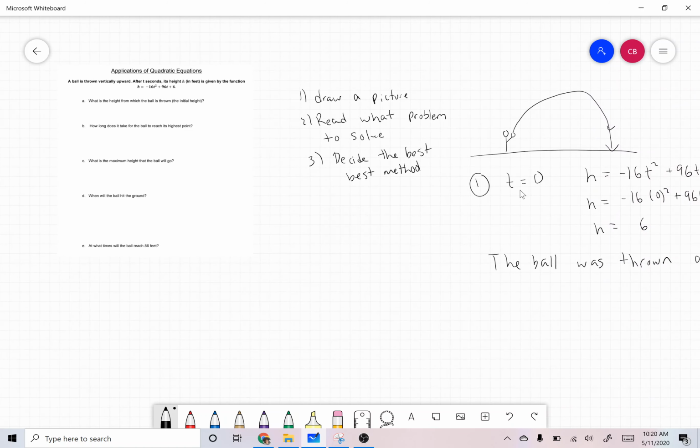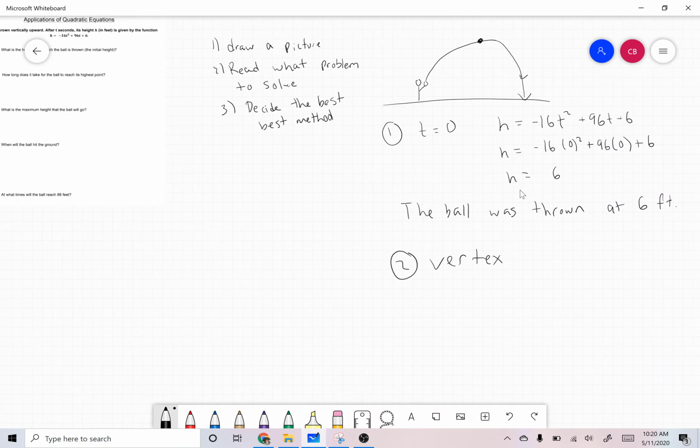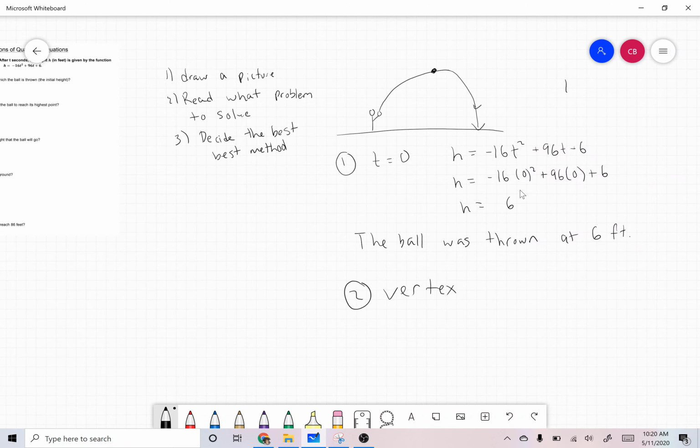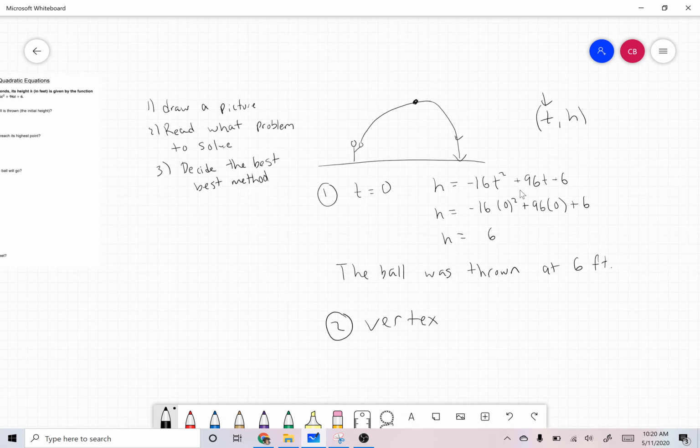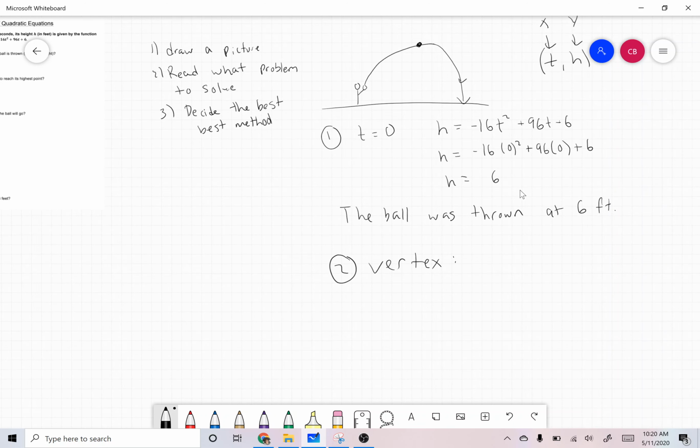So next, it says, how long does it take the ball to reach its highest point, which would be somewhere up here in the middle? Well, that highest point, we have a special name for it. It's called the vertex. And it says how long. Well, remember, this is a function in terms of t and h. This is the time. x is the time variable, h is the y variable. So, at what time was the vertex at its highest point?